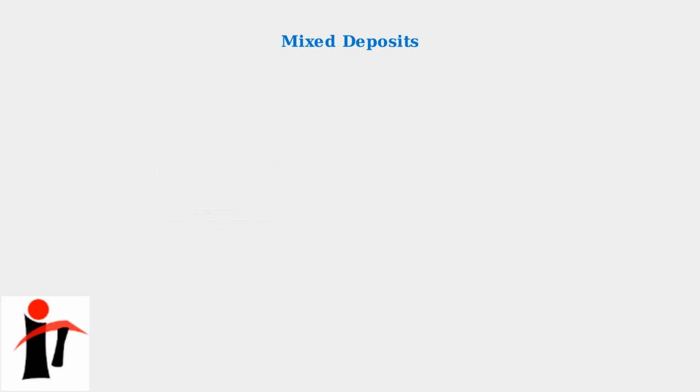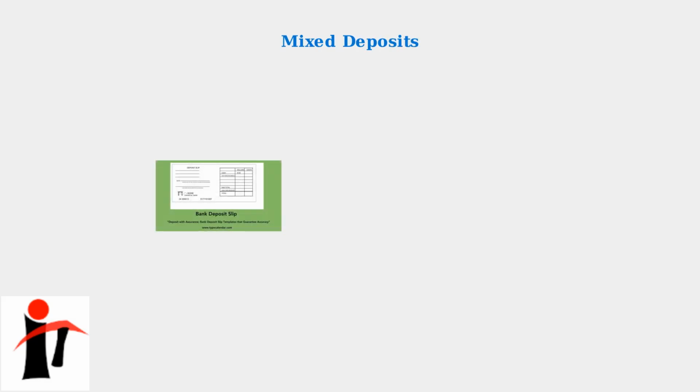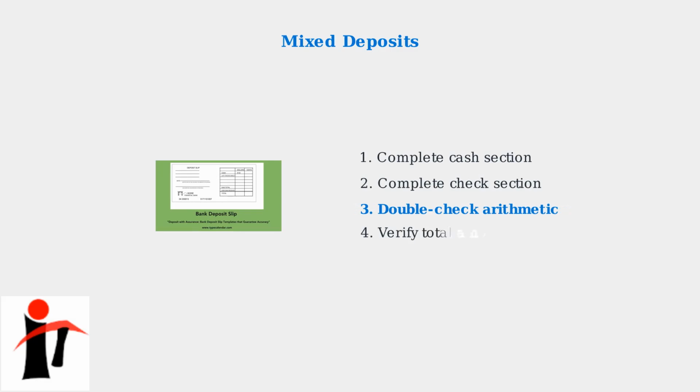Mixed deposits combine both cash and checks in a single transaction. This requires completing both sections of the deposit slip and careful arithmetic verification. Complete both the cash and check sections accurately. Double-check your arithmetic to ensure the total reflects all items being deposited. This prevents processing delays and errors.